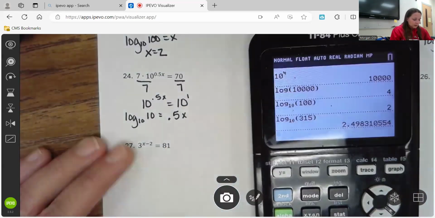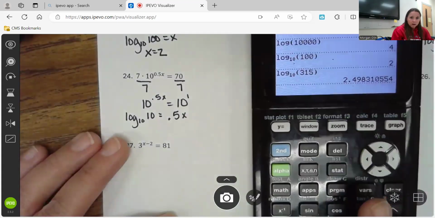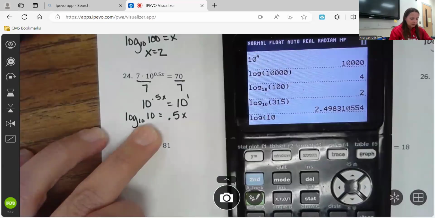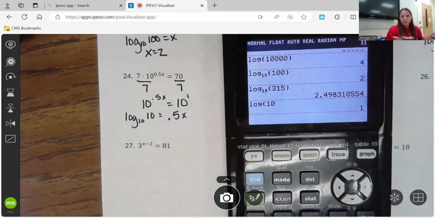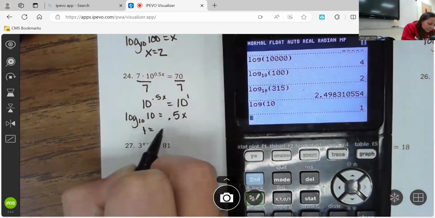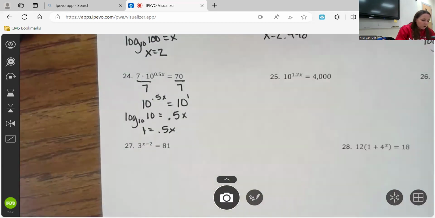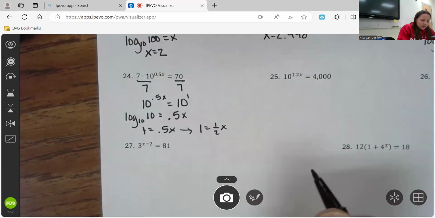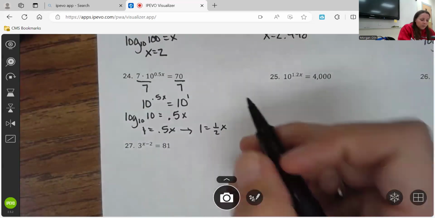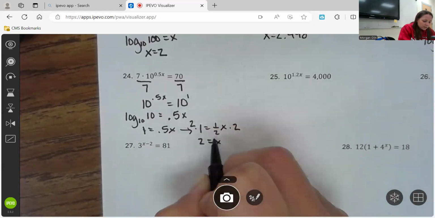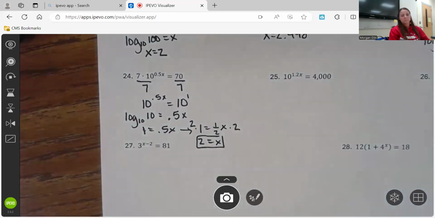So here, when I do this, log. And if you want to use the log button, you can log and then 10, just because that base is 10. If it was like 3 or 4 or anything else, you can't do that. This equals 1 right here on this side, 0.5x. Now, I'm going to write this as a fraction. 1 equals 1/2 x. Now, think about how we get rid of the 1/2. You said multiply by 2. You are correct. 2 equals x.